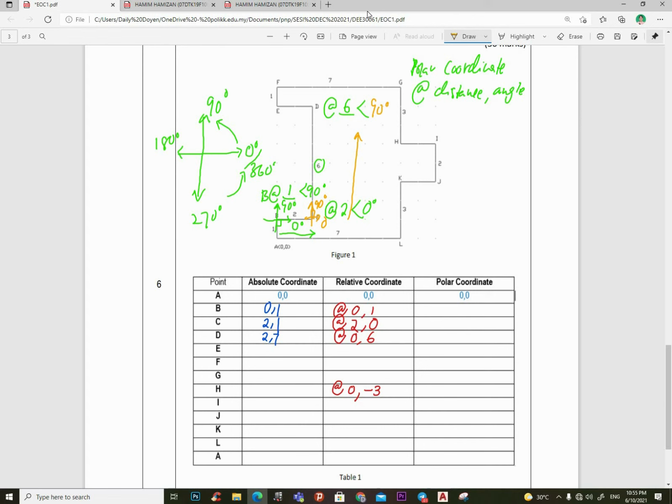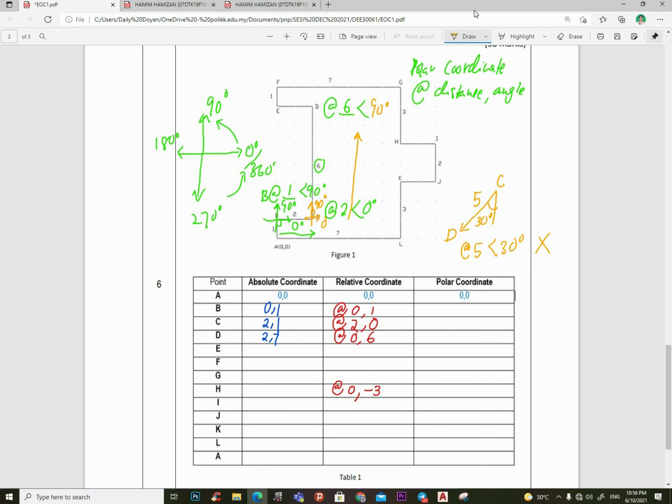So I hope you understand about polar coordinates, but I want to give you one example. If you want to create one line from point, for example, this is point C and this is point D, and the distance is given as 5, and the angle is given as 30 degrees. How are you going to draw the line from C to D? If you write the answer @5<30, this is wrong.